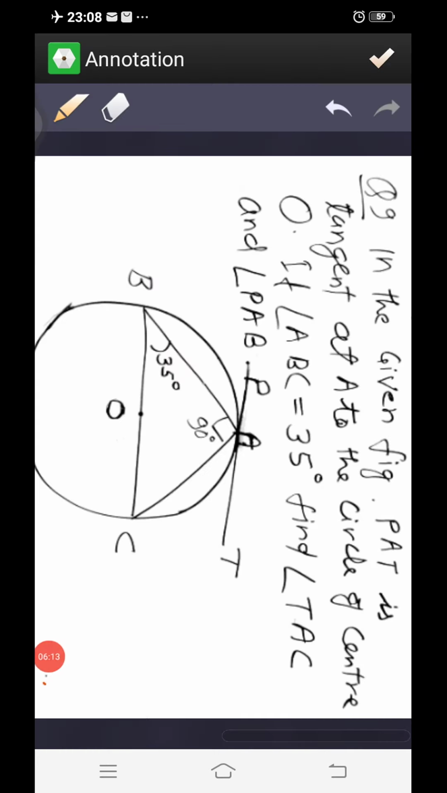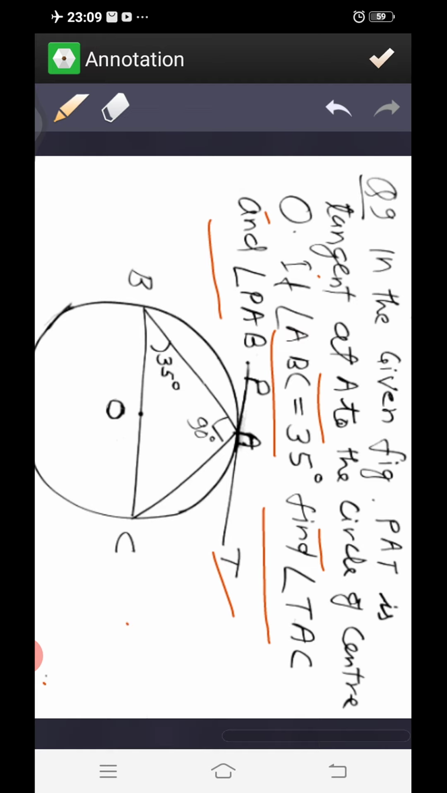Let us take question number 9. In the given figure, PAT is tangent at A to the circle of center O. If angle ABC is 35 degrees, find angle TAC and angle PAB. So let's see, here we are given a circle, tangent is given PAT, then this BC is diameter. BC is diameter because O is on BC.